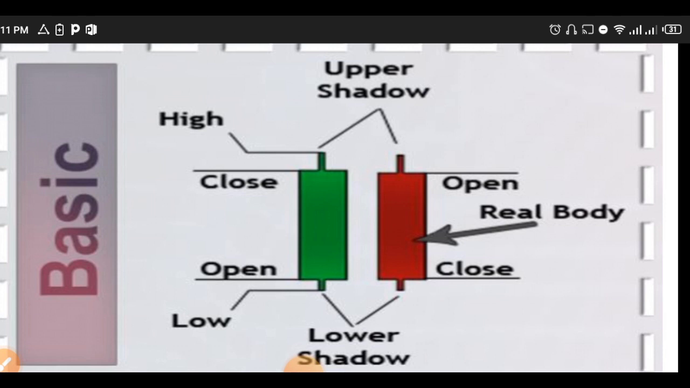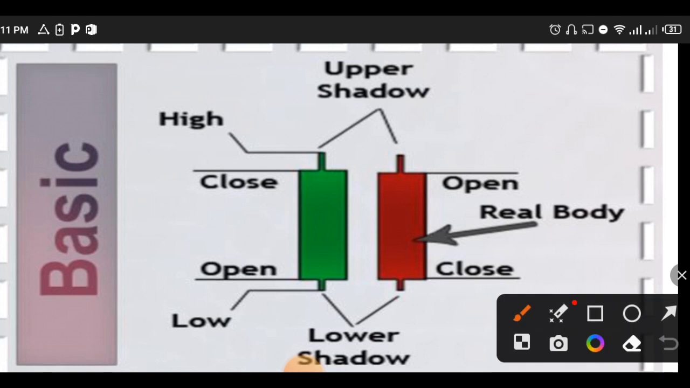So in a bullish candle, you need to first of all know the opening of the candle. The opening of the candle means that this is where the candle is starting for the day. If it's a daily candle or a 4-hour candle, 1-hour candle, 1-minute candle, this is where the candle is starting from in that same time frame or that same day. So this is the open.